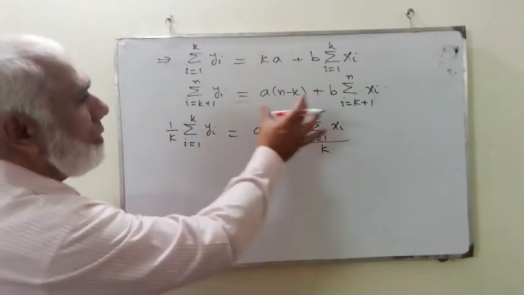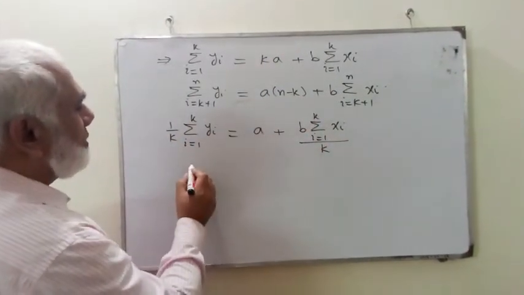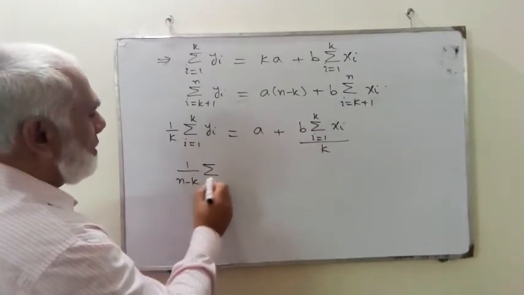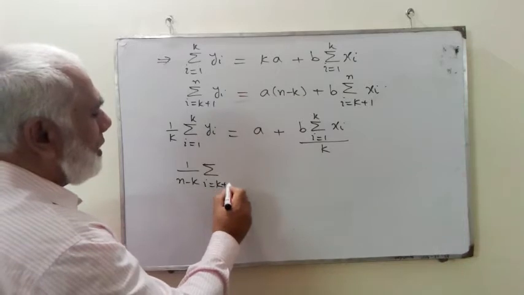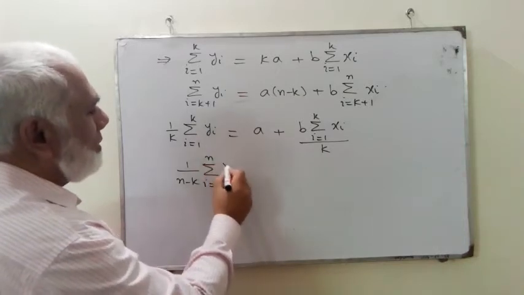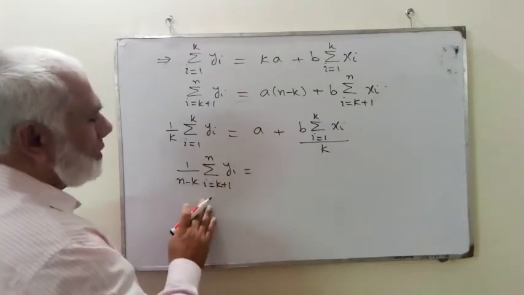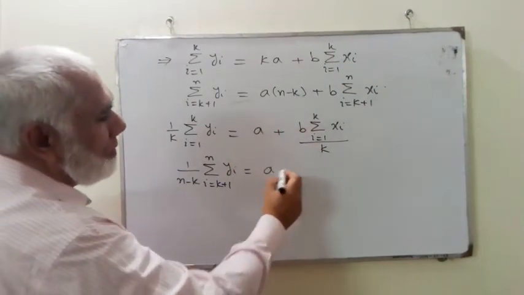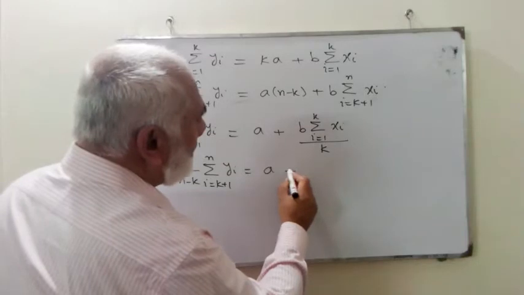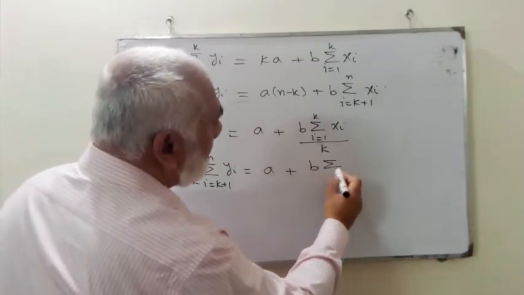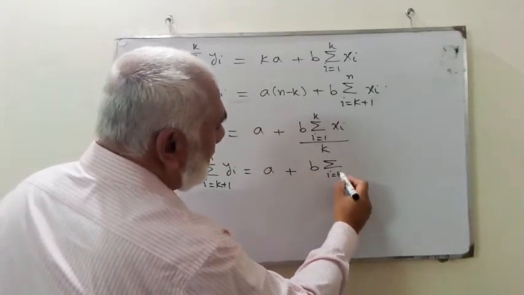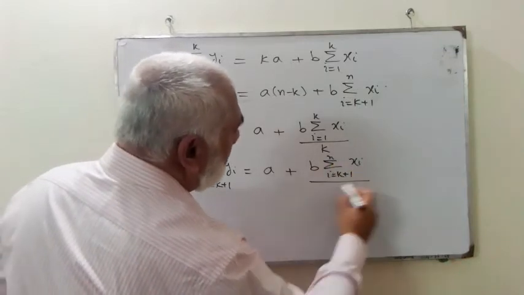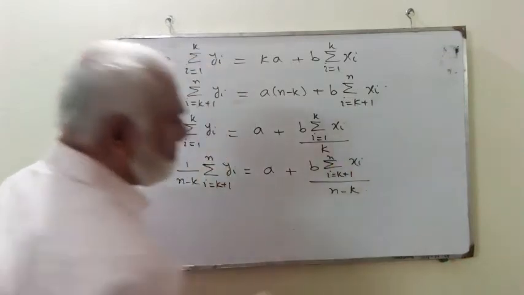Similarly, from the second equation, if I divide it throughout by n minus k, then I get sigma i equals k plus 1 to n yi on the left side. Here n minus k will be cancelled out, remaining will be only a here, plus b times sigma i equals k plus 1 to n xi whole divided by n minus k.